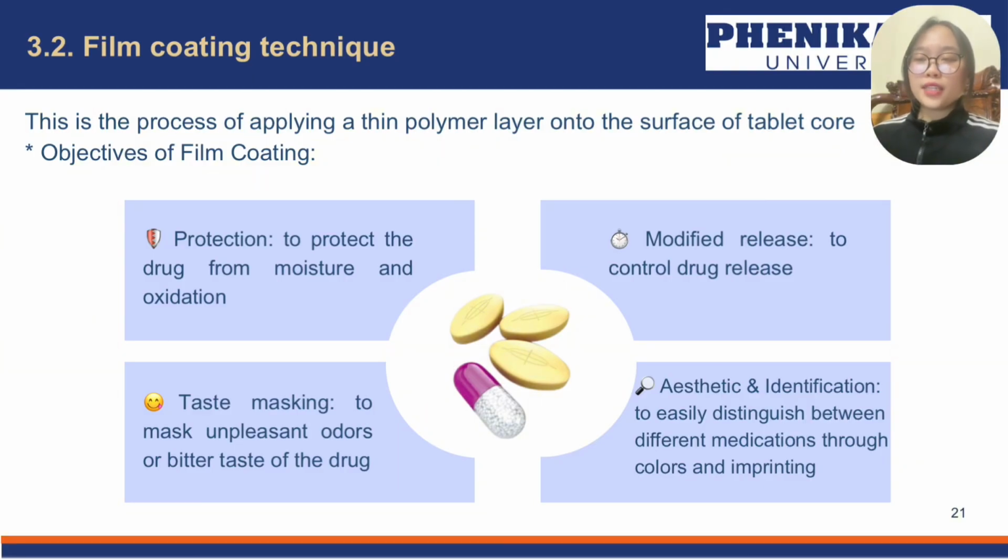There are 4 main objectives. First is protection, to shield the drug from environmental factors like moisture and oxidation. Second is modified release, to control how and when the drug is released in the body. Third is taste masking, to hide any unpleasant odors or the bitter taste of the active ingredients.